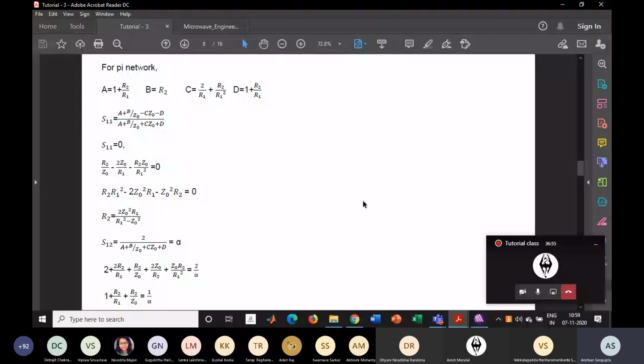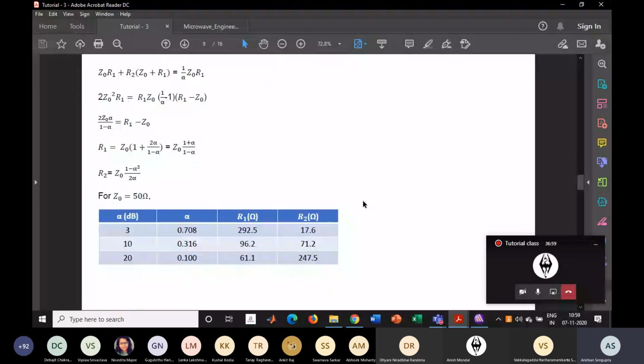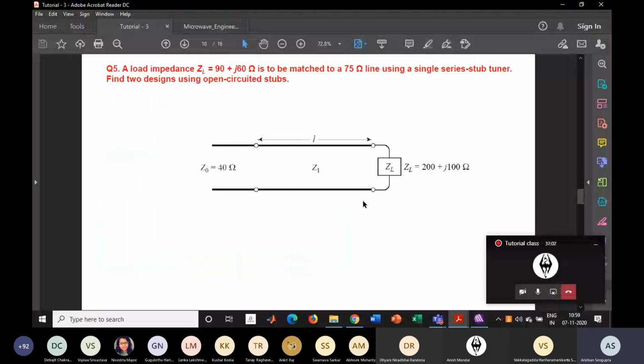Now moving forward to question number 5, it is the matching network problem. Again, using the Smith chart. So a load impedance of 90 plus J60. Okay, this picture is not from this question. You avoid this picture.